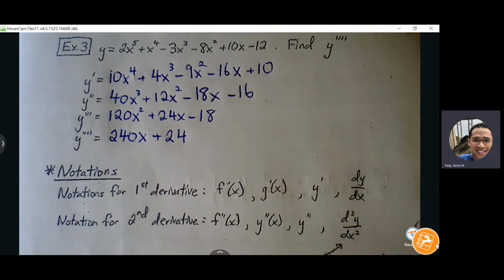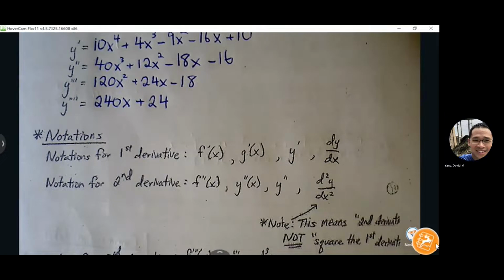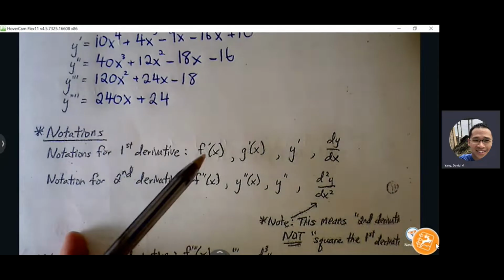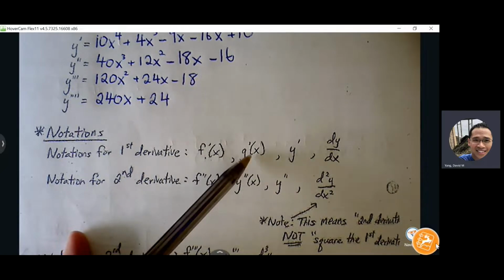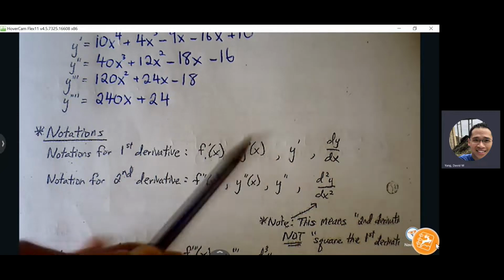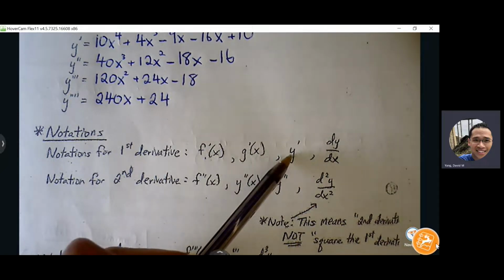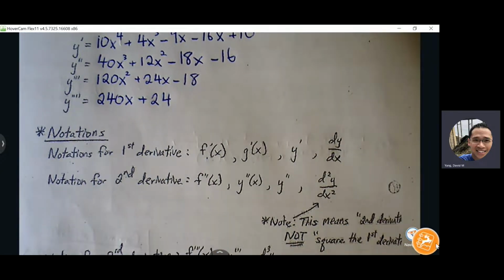Okay, notations. There's a lot of ways to represent the first derivative. So if something starts off as f, I can call it f prime to find the derivative. G of x, I can find the first derivative and call it g prime. If I start off with y, I can find the derivative and call it y prime. If I have y, I can also find the derivative and call it dy dx.